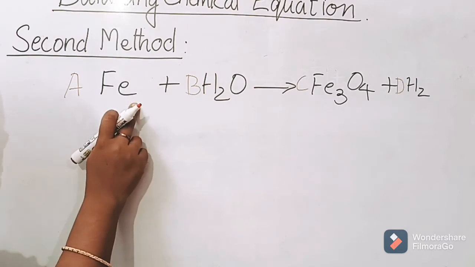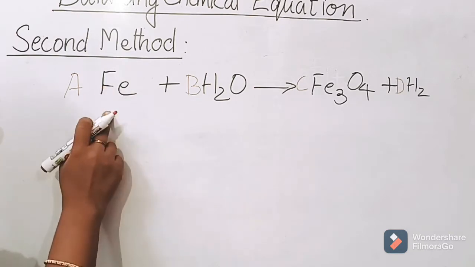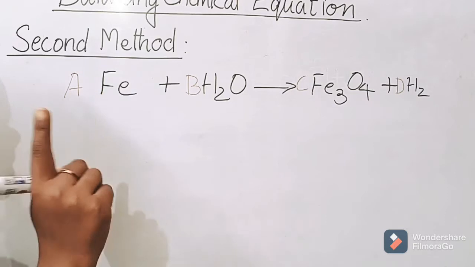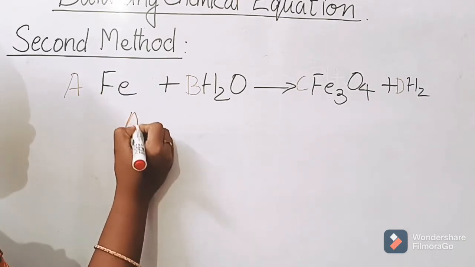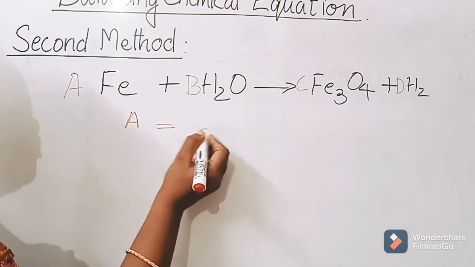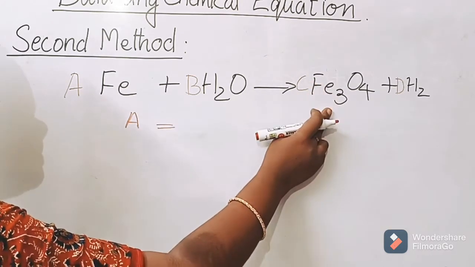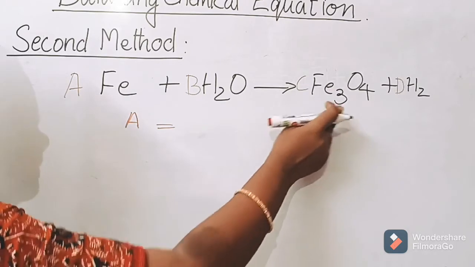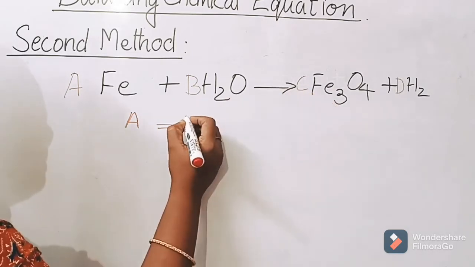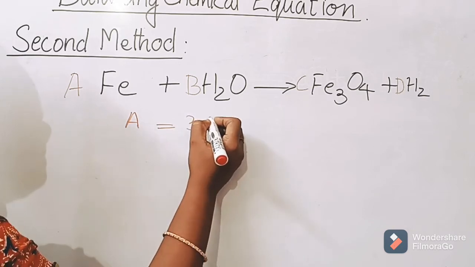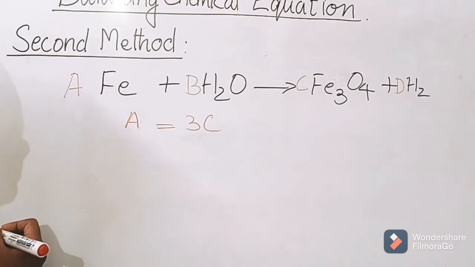Only one atom of Fe is in the reactant side. Reactant side Fe ഒന്ന് മാത്രമേ ഉള്ളൂ. അപ്പം A into 1 is A, which is equal to how many atoms of Fe in the product side? There are 3 atoms. So C is 3. C into 3 is 3C.